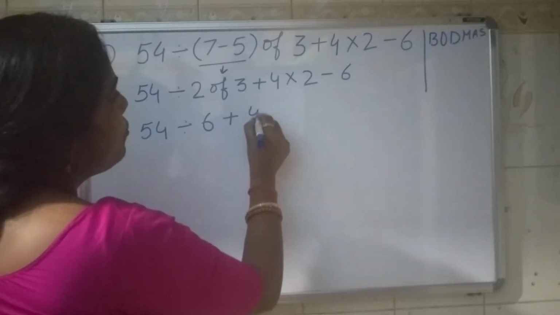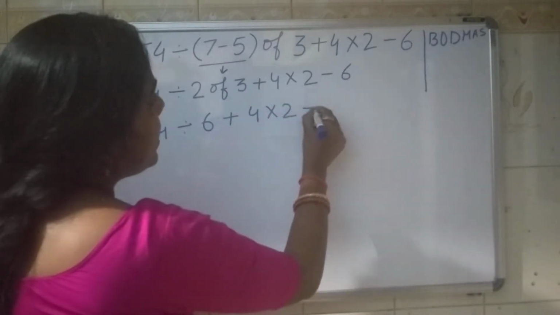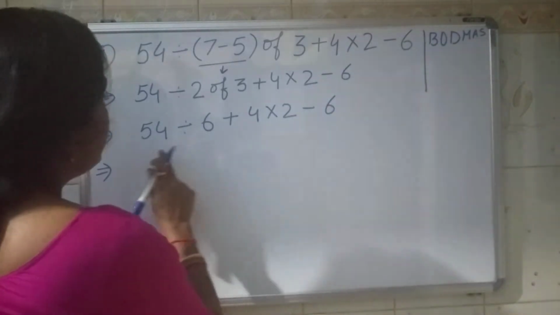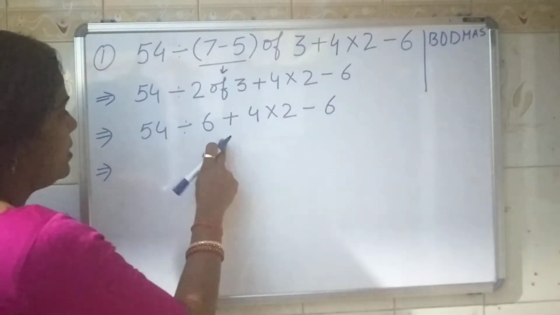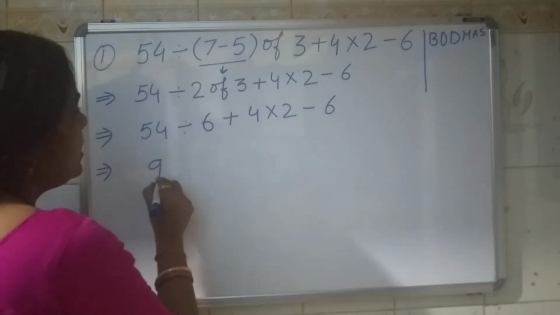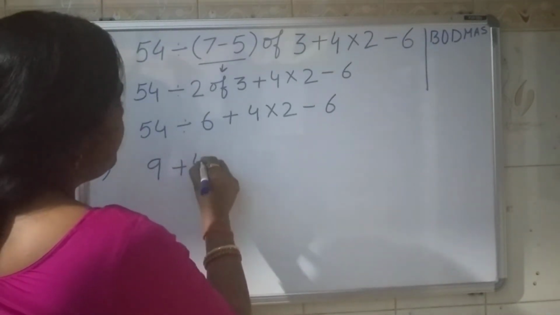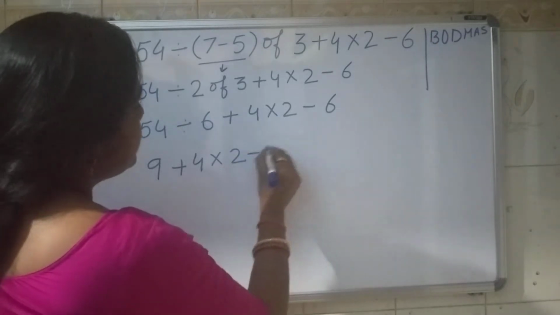So we will write down 4 multiplied by 2 minus 6. Next step is division. 54 divided by 6 is 9. 6 9s are 54. Plus 4 multiplied by 2 minus 6.